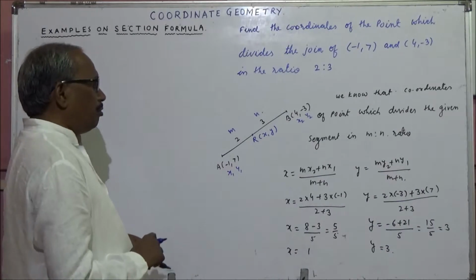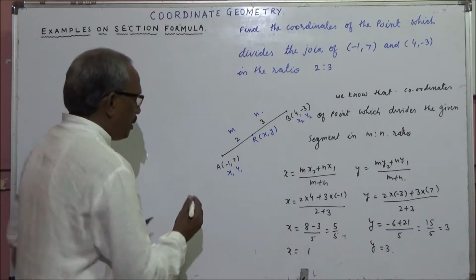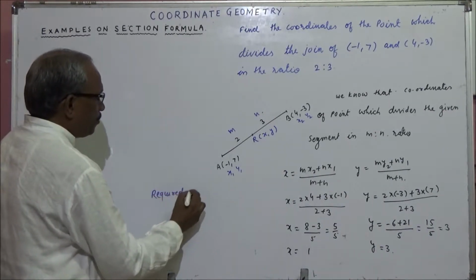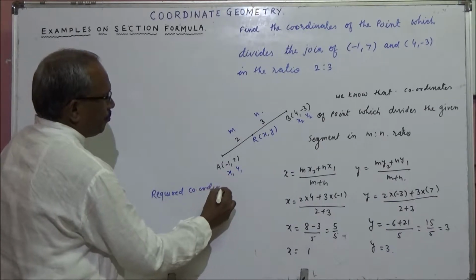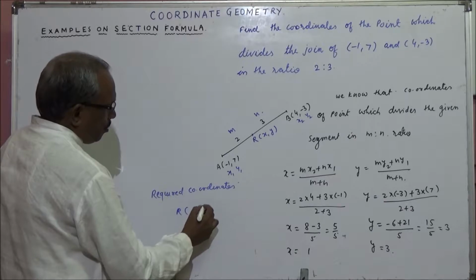So therefore coordinates of point R will be (1, 3). I'll write here required coordinates of R (1, 3).